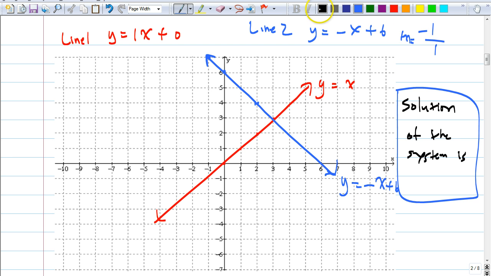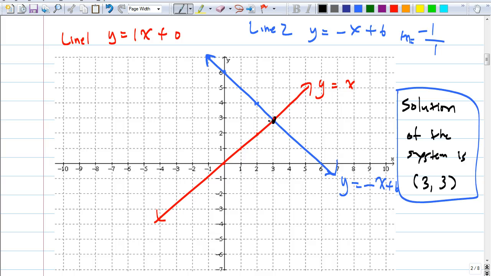And do you see my intersection? Right there. The way you're supposed to write the answer, you write the solution of the system is, what is it, class? 3. In other words, 3 is a solution to line 1 and 3 is a solution to line 2. Is there any other point that is a solution to both of them? No, that's the only point, right? That's why there's one intersection.